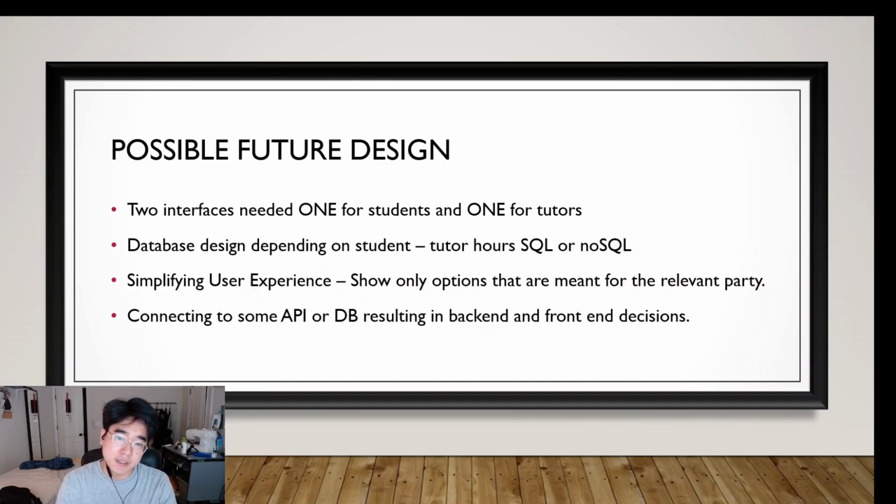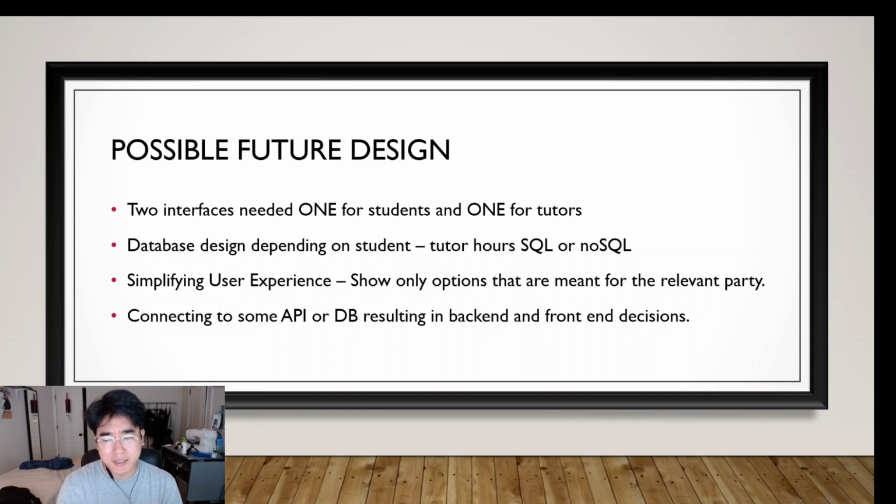For the students, it should be a very basic, simple interface, because, as in the third bullet point, we're simplifying the user experience. You want to show only the options that are meant for the relevant party. When the student comes to this dashboard, they're only meant to have a few different options. They're not meant to see a lot of information, because they're only technically meant to sign in or sign out.